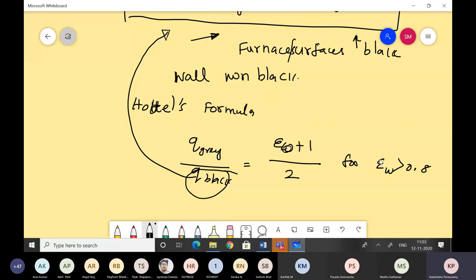The answer is 0.106. You can now refer to your charts and just check.